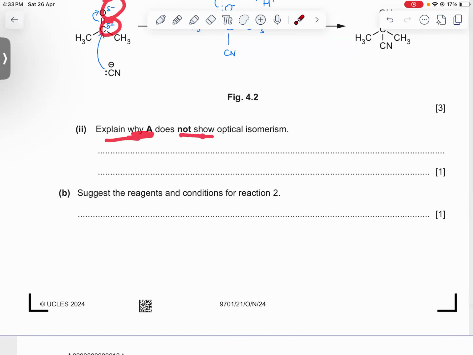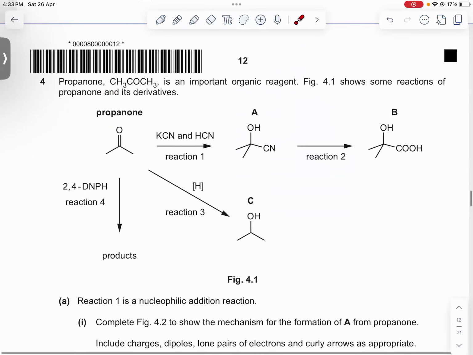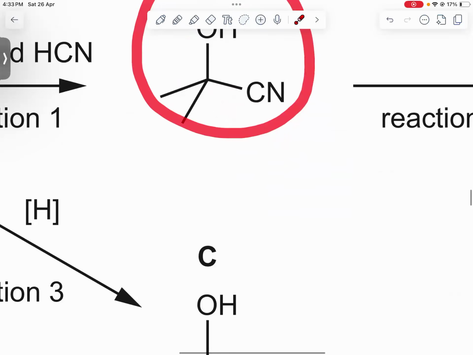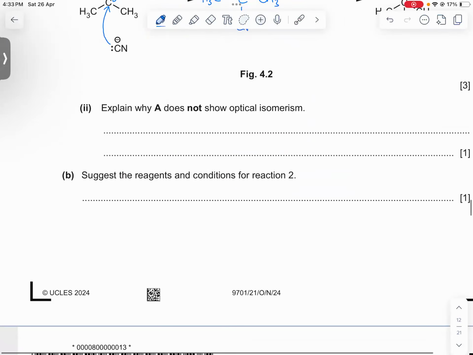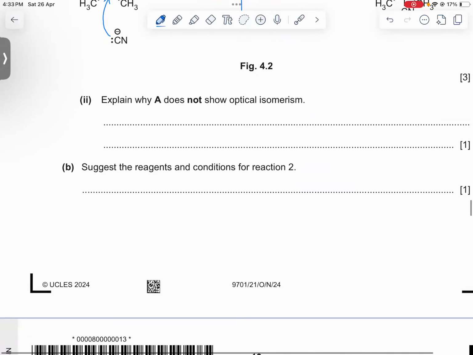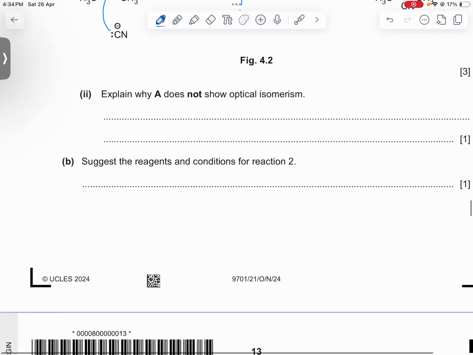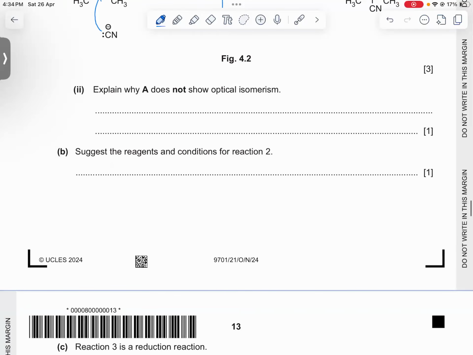Explain why A does not show optical isomerism. Why does option A not show optical isomerism? A does not show optical isomerism because it does not have a chiral center. The carbon is joined to the same groups. All right, so A does not show a chiral center because the carbon atom is not bonded to four different groups. So in A, the central carbon is not joined to four different groups.